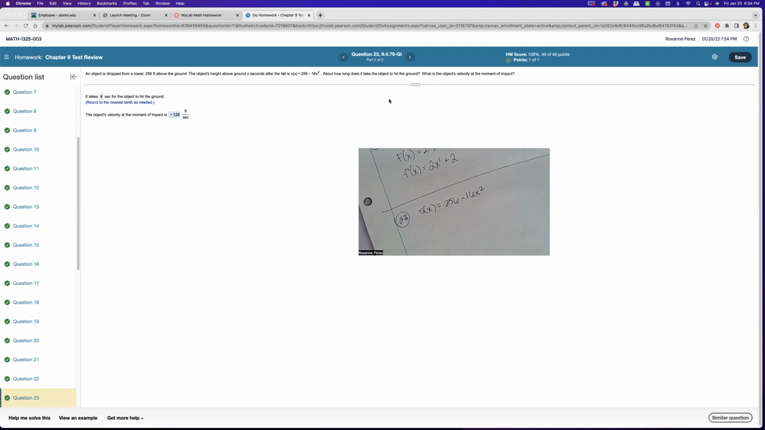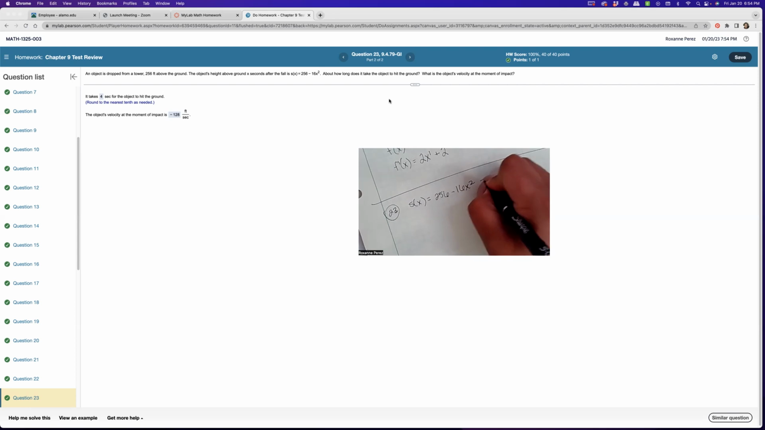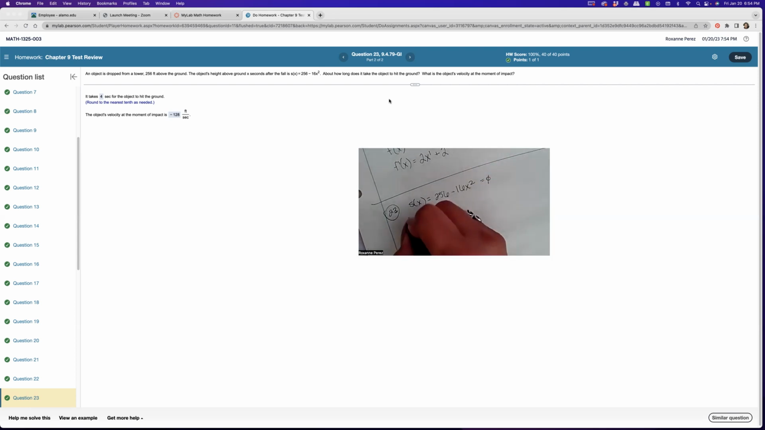Okay, so the first thing we want to do is how long does it take the object to hit the ground? Well, this function is representing the height of the object. So if it's hitting the ground, this is equal to 0. Okay, so we're going to solve for that. 256 minus 16x squared equal to 0. I'm going to move this term to the right-hand side of the equal sign. So 256 equals 16x squared. Divide by 16 on both sides.